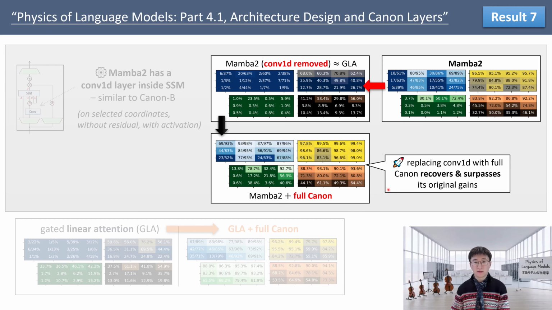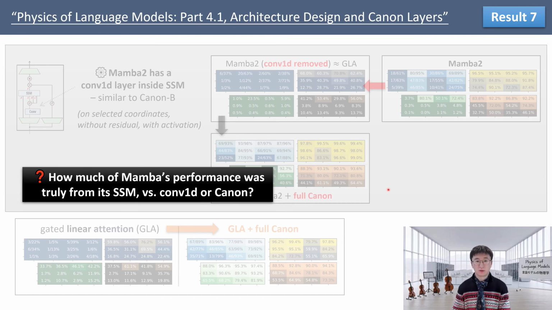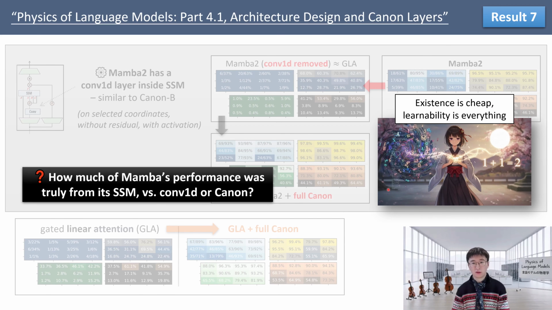So therefore, this is actually a place that drives me to think. That is, how much of Mamba's performance was really truly from its SSM, or is it actually mostly or all of them coming just from the Conv1D, or the Canon, or this kind of horizontal information mix? So this is another place I want to emphasize on this picture again. That is, existence is cheap, and the learnability is everything.